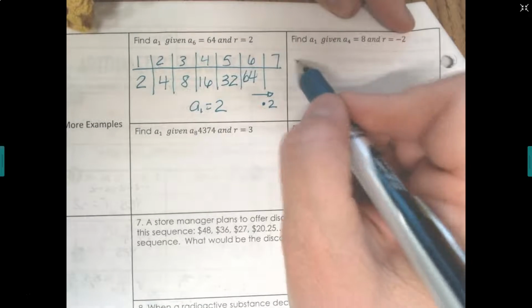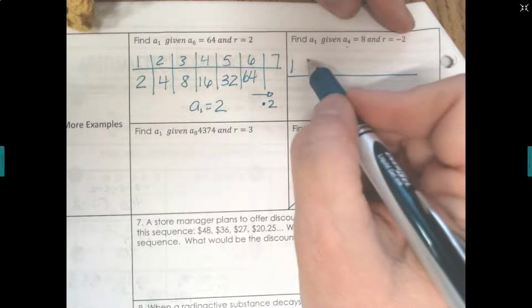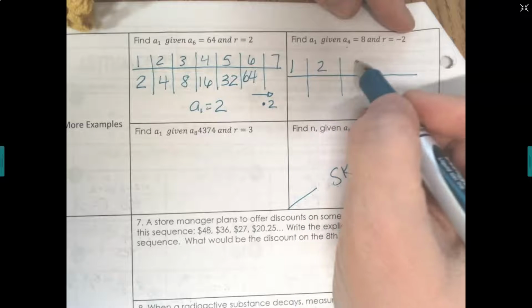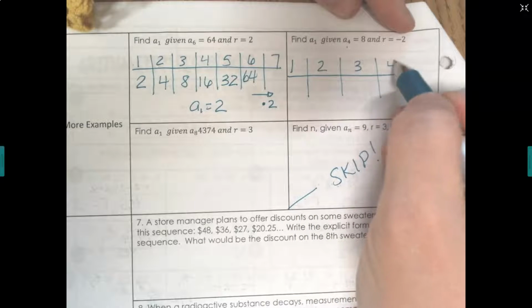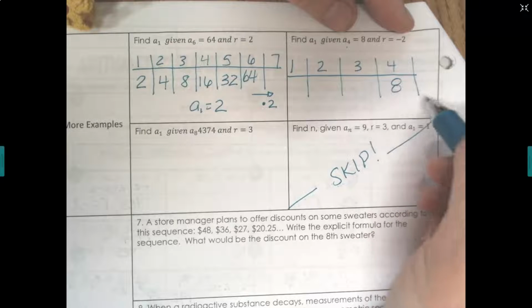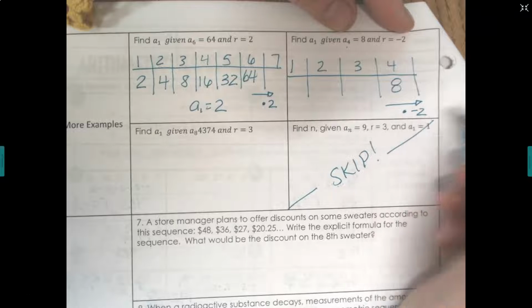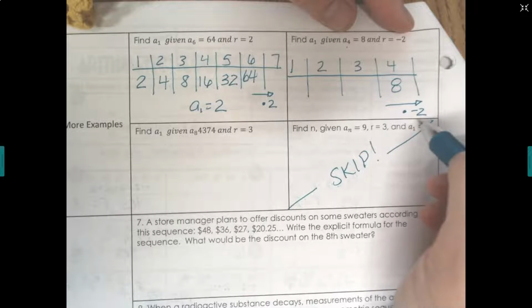All right, so we want to know the first term, and they're giving us the fourth term. The second term we don't know, the third we don't know, the fourth we do know. The fourth term is 8. Going this way, we're going to multiply by -2. That means going the opposite direction, we're going to divide by -2.